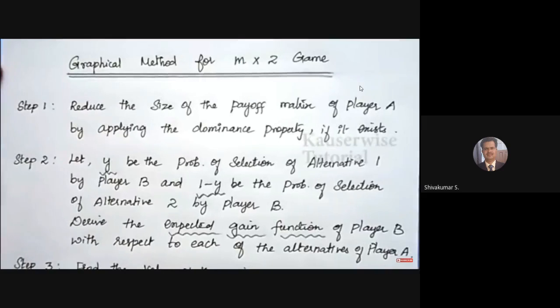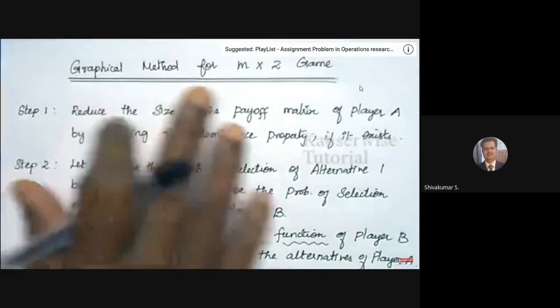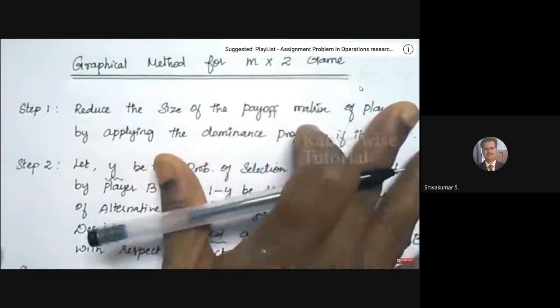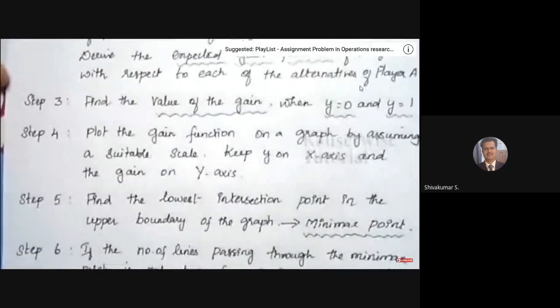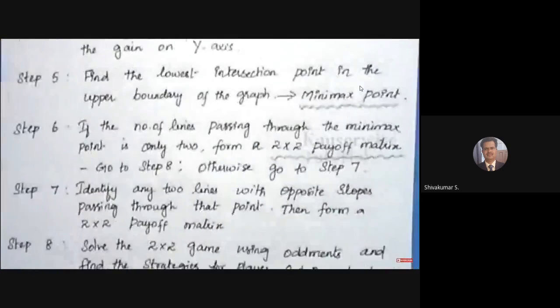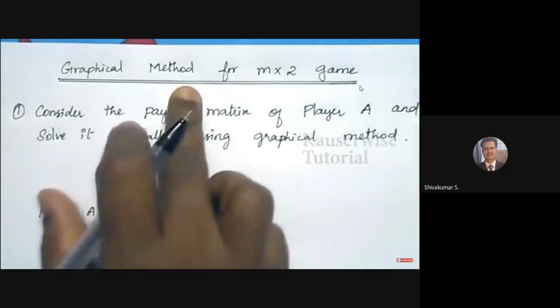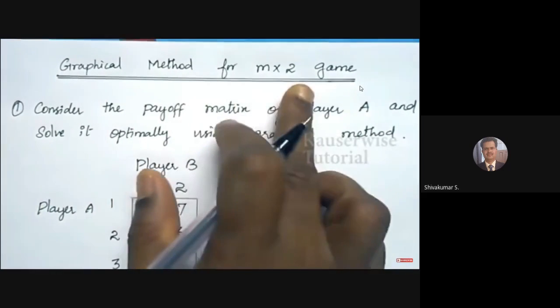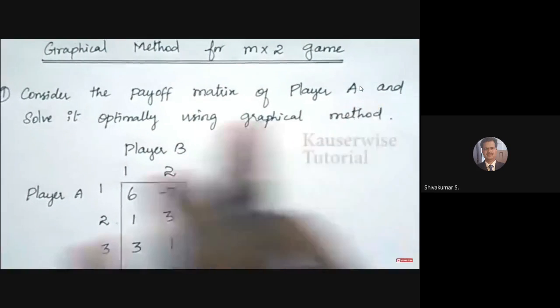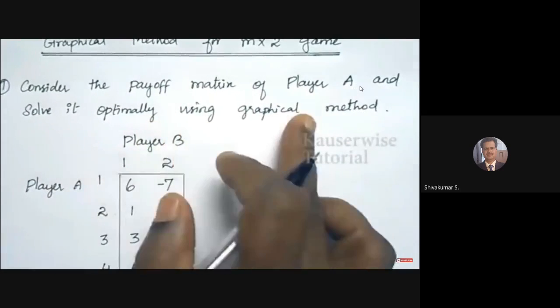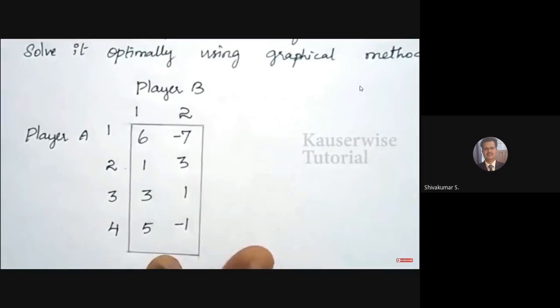Look at the algorithm for graphical method for m into 2 games. It has 8 steps. Now I'm going to explain these steps along with the problem. Look at the problem. Graphical method for m into 2 games. Consider the pair of matrix of player A and solve it optimally using graphical method.